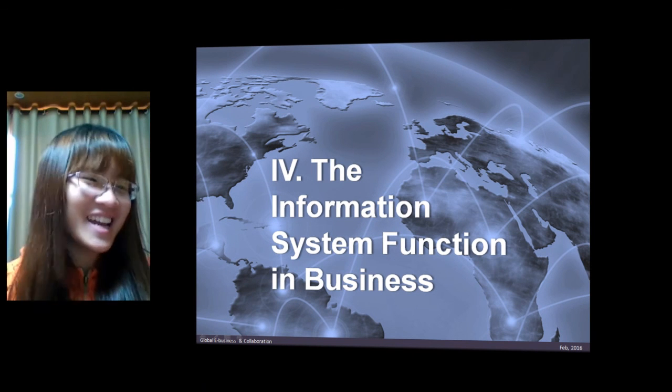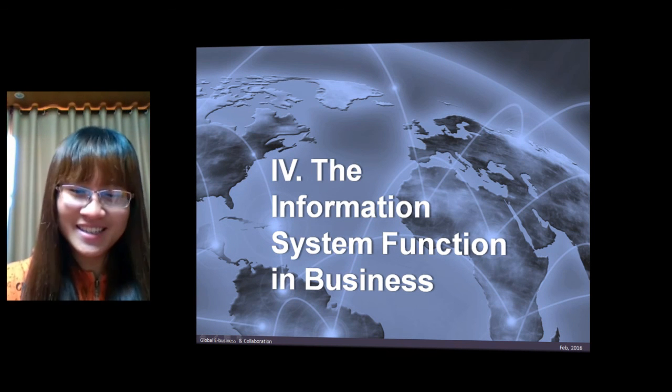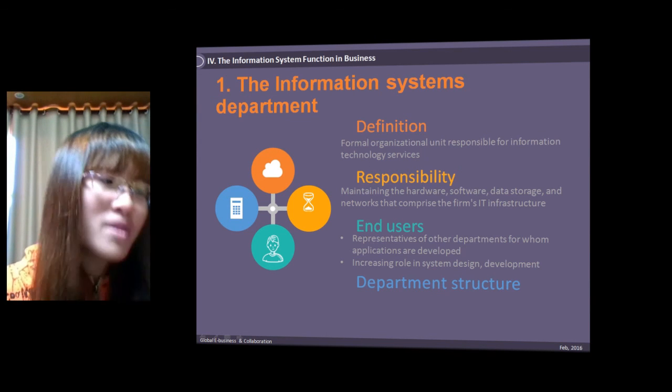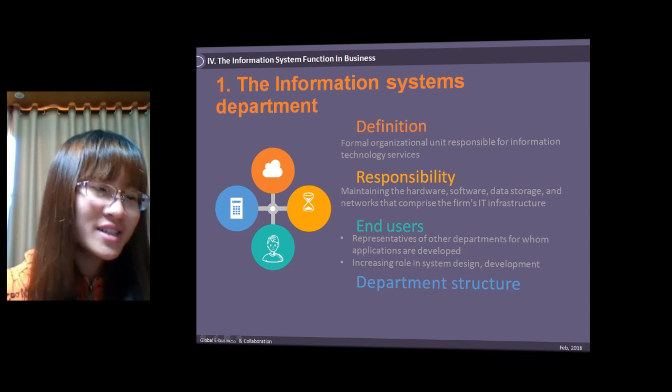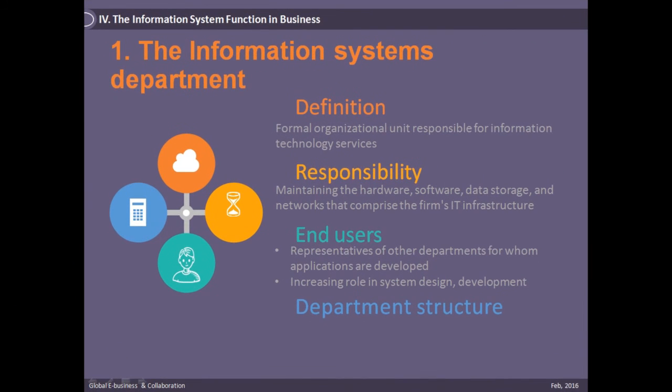Hello, my name is Thanh, and now I will tell you about the information system function in business. In all but smaller firms, the information system department is the formal organizational unit responsible for information technology services. The information system department is responsible for maintaining the hardware, software, data storage, and networks that comprise the firm's IT infrastructure.